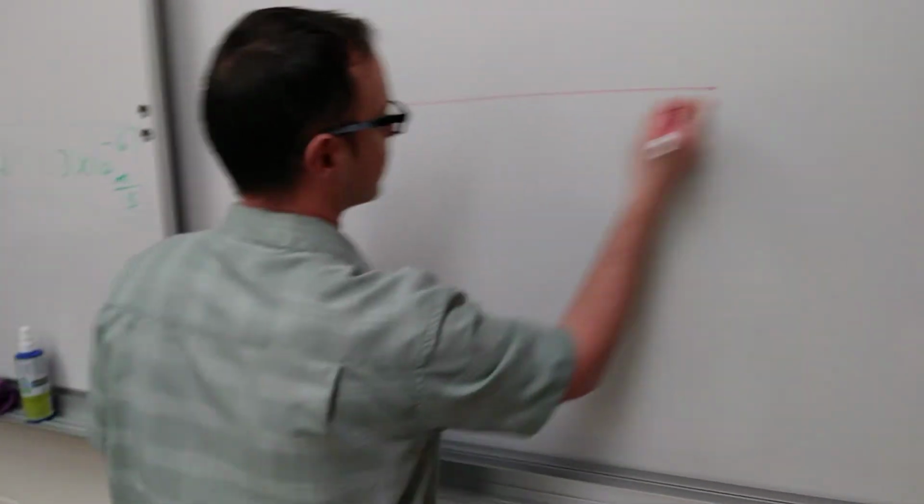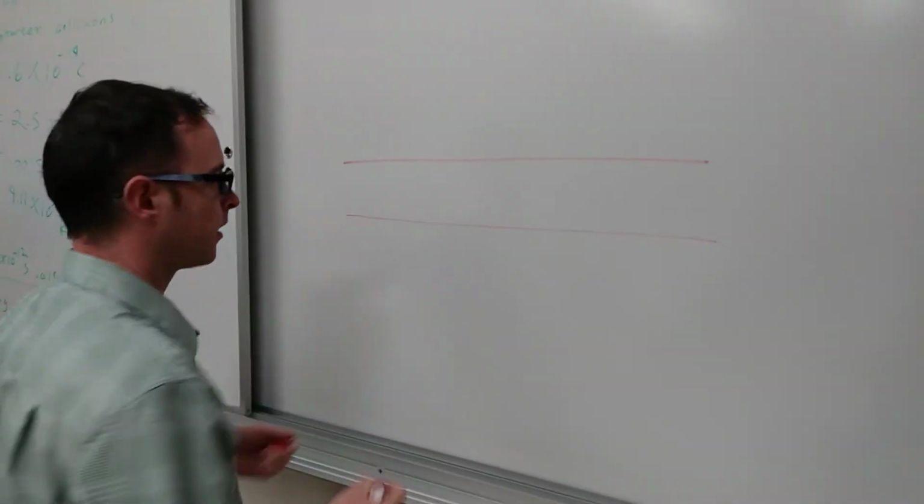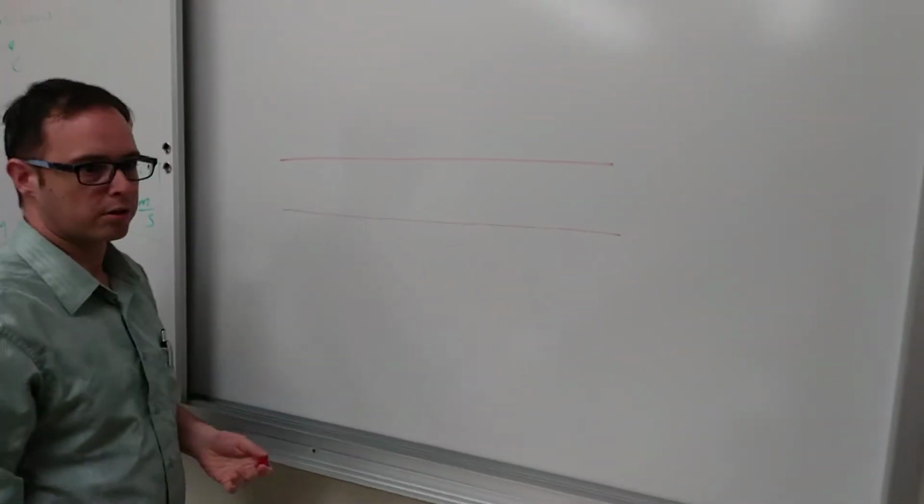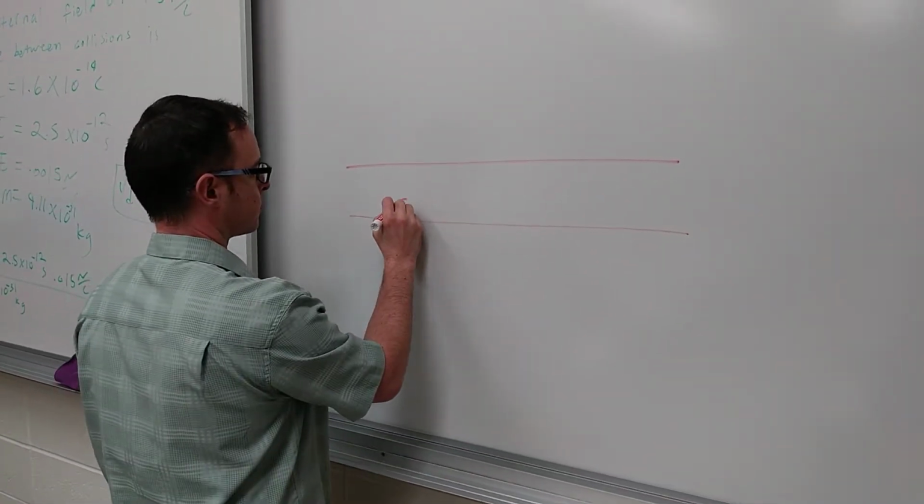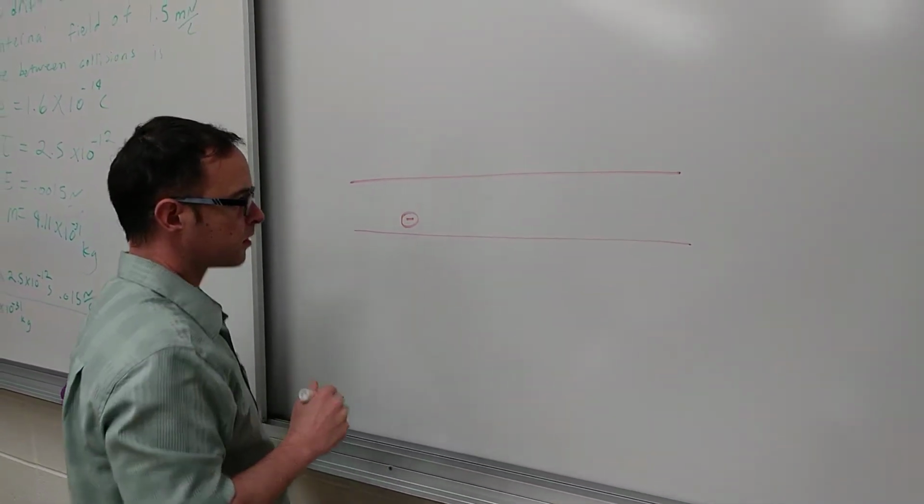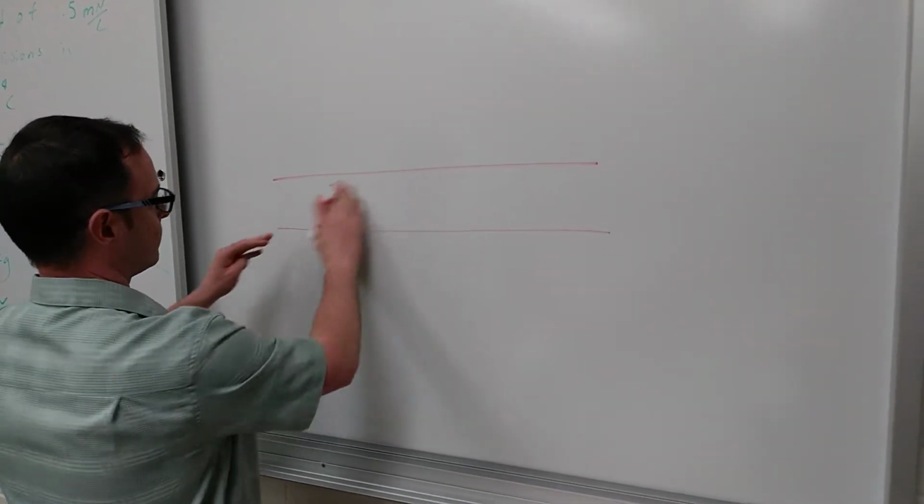So, let's see. We had a wire, right? And I'm going to do a blow up on the wire. So, here we got a wire. And current is the movement of electrons, right? So, let's draw our electron. And this electron is going to be moving. Well, okay, so let's back up.